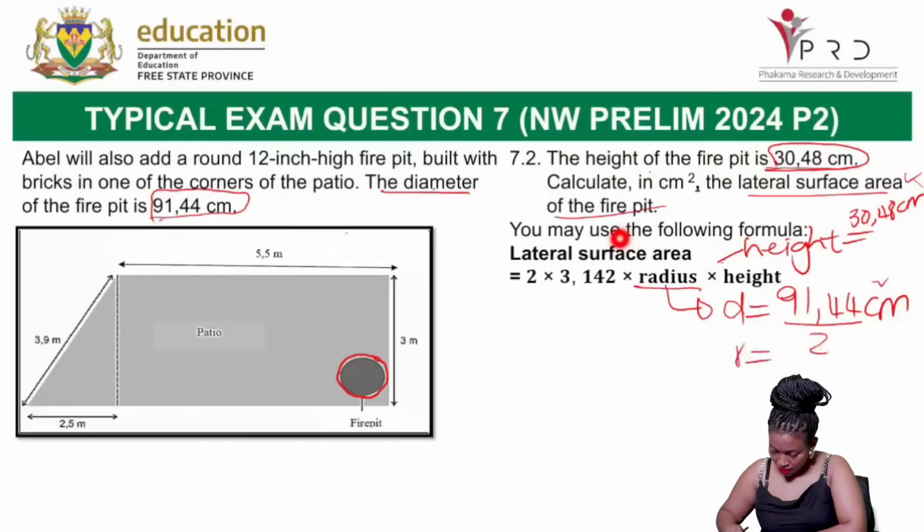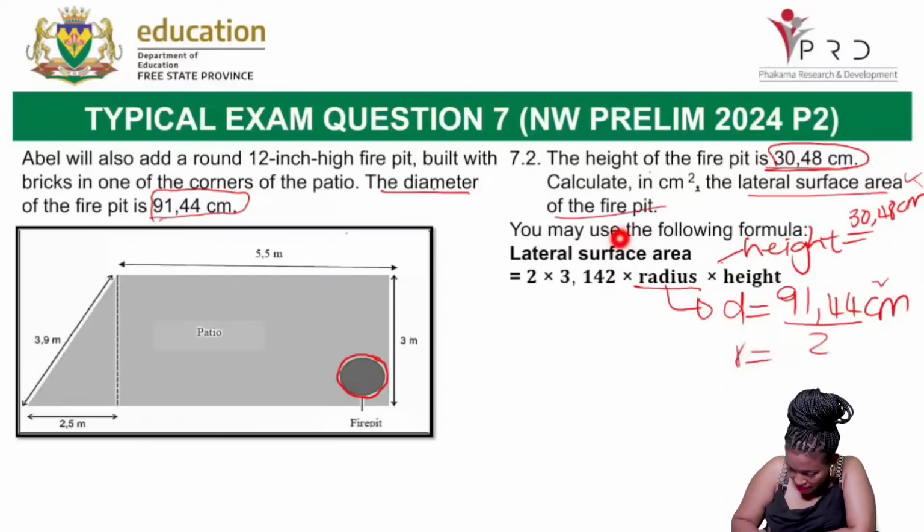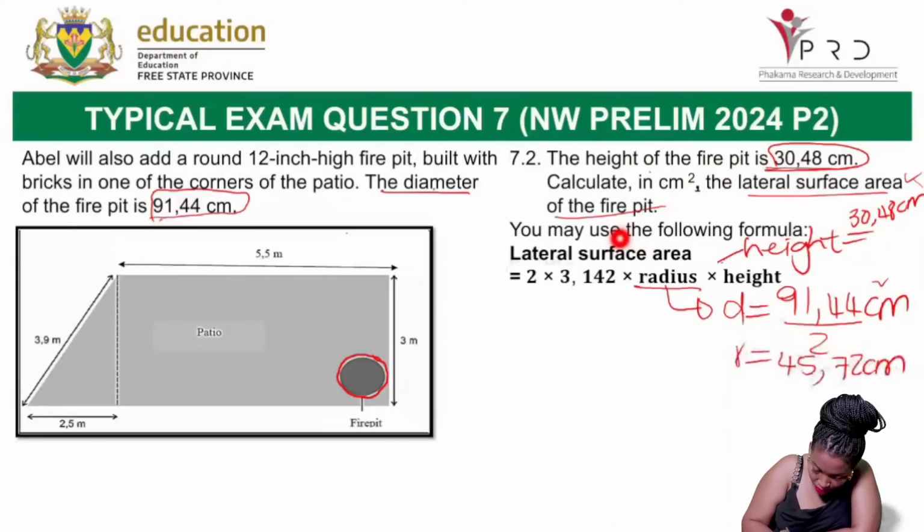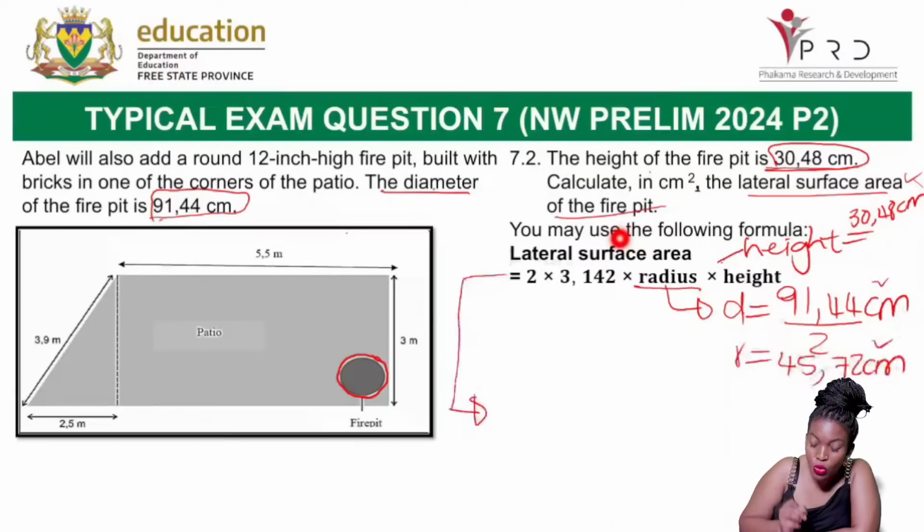Then we can say 91.44 divided by 2. What is the answer? It is 45.72 centimeters. That is our radius. So now we can substitute into the formula, because we have the radius, we also have the height.